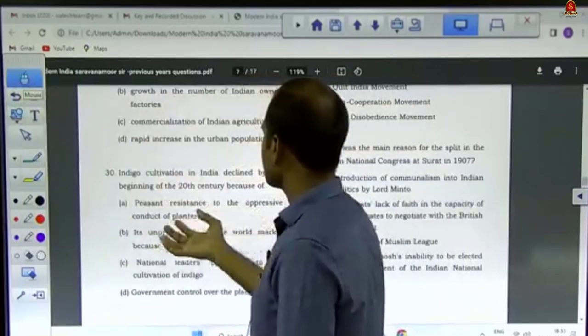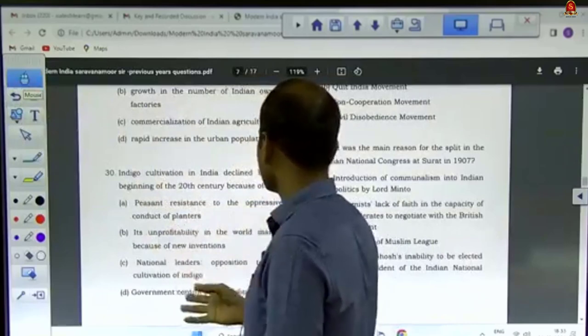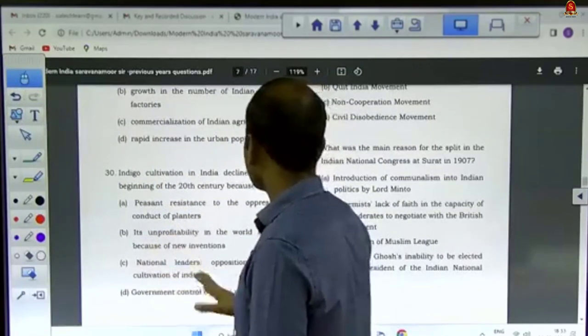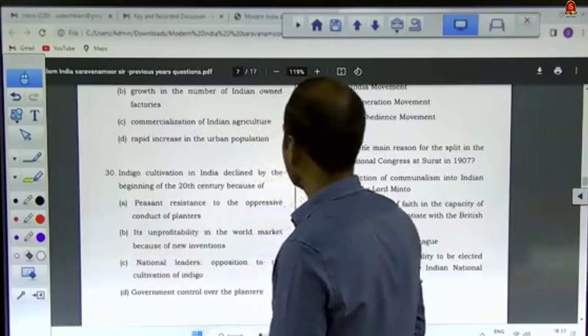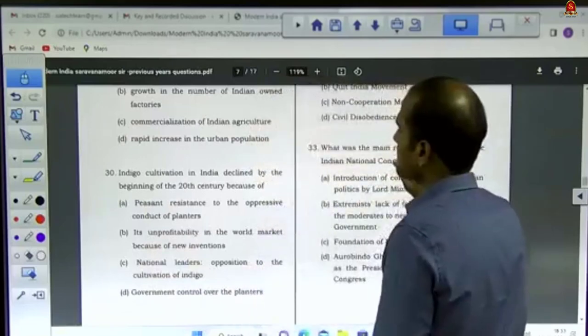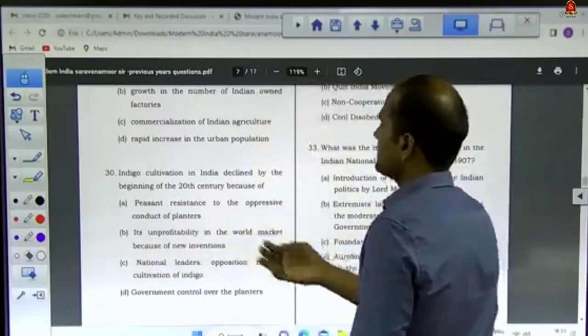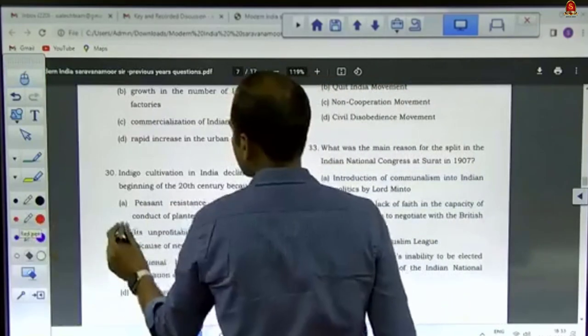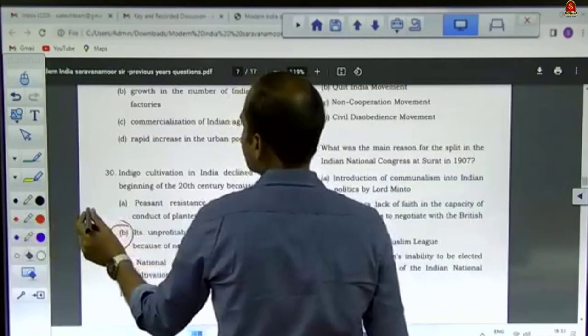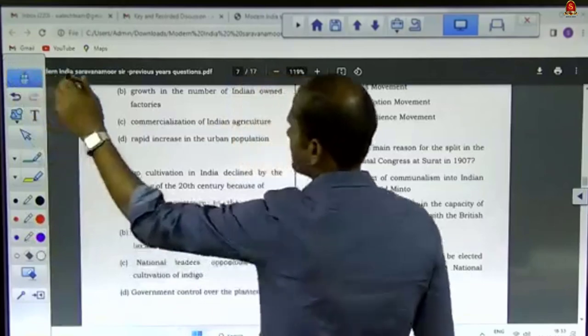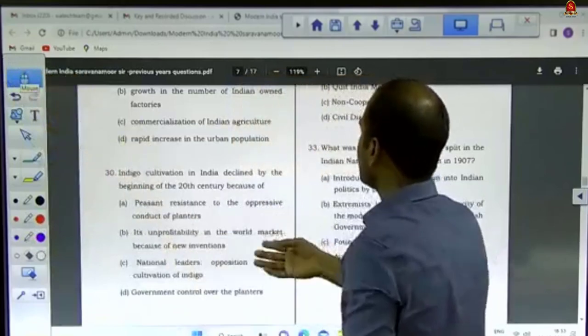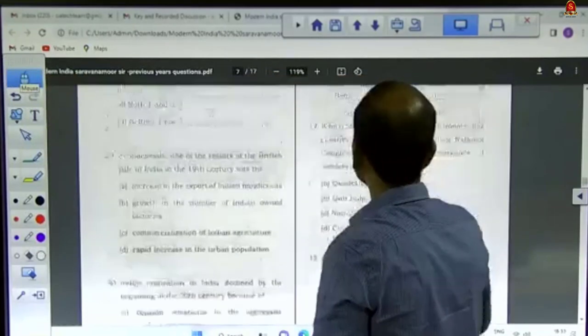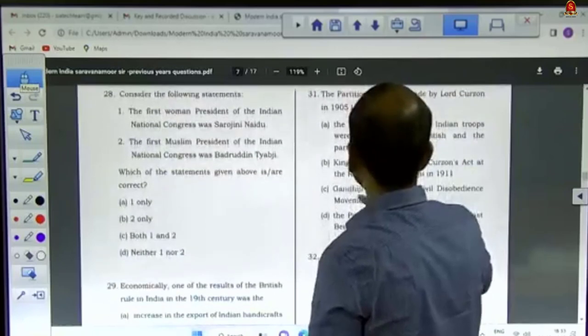Peasant resistance to the oppressive conduct of the planters? That's wrong. Thus, that's the answer to the 30th question. Actually, this is the main cause of the Champaran Satyagraha in 1917. That's question number 30. Answer B, Bombay. Next, come to 31.